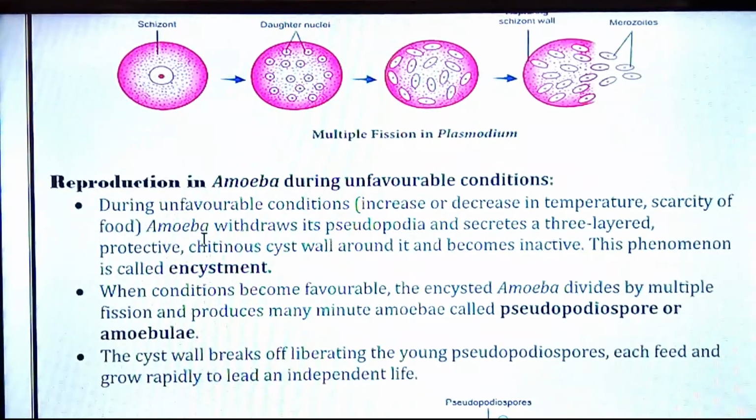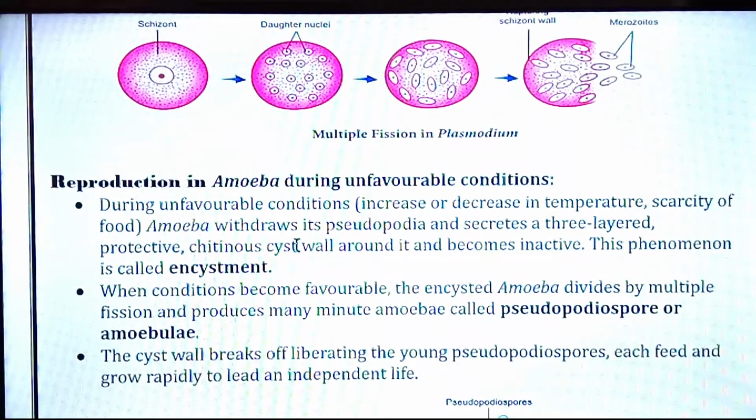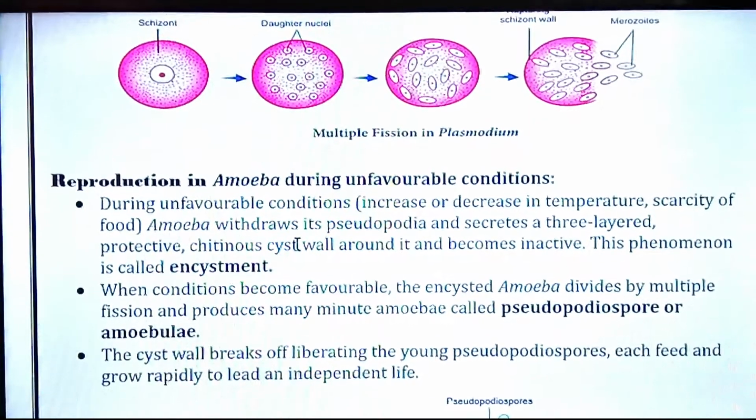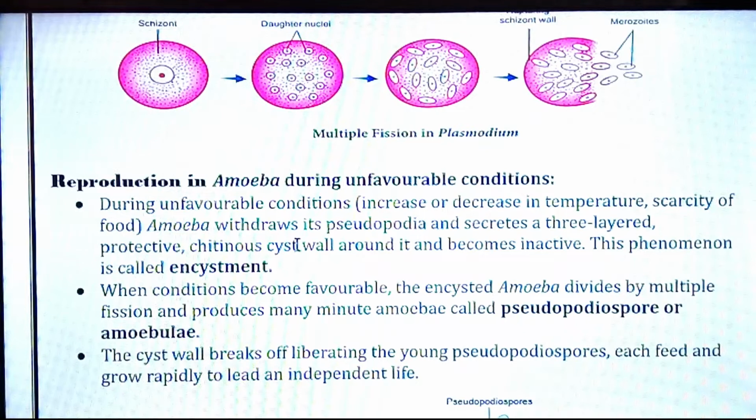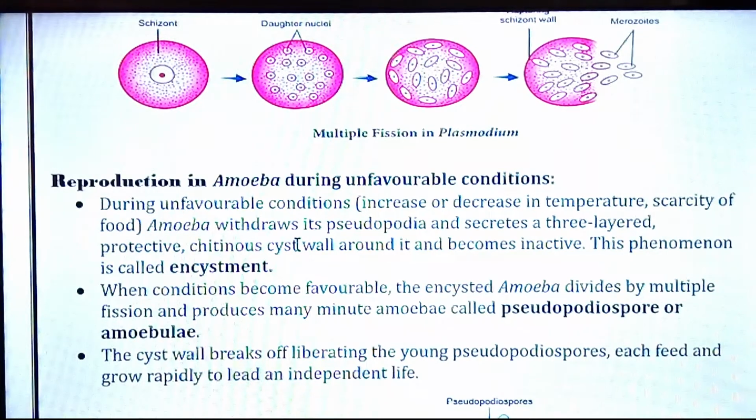Next, we have the reproduction in amoeba during unfavorable conditions. During unfavorable conditions, amoeba will reproduce in a different way. That is because of the increase of the temperature or the scarcity of the food. Amoeba will withdraw all the pseudopodia inside, and it will secrete a 3-layered protective chitinous wall around it, inside which it will lie inactive. This phenomenon is called encystment.